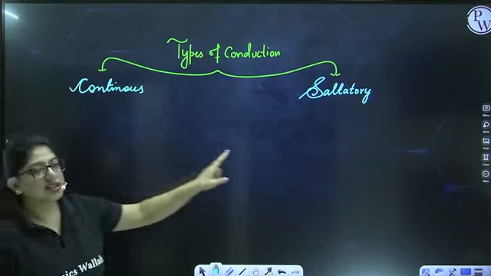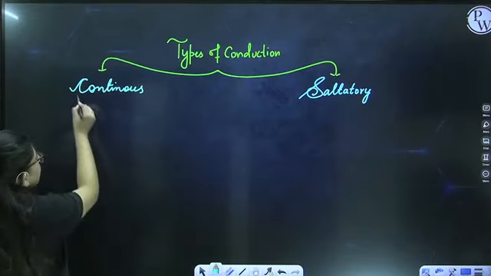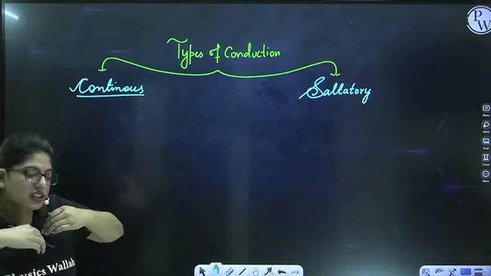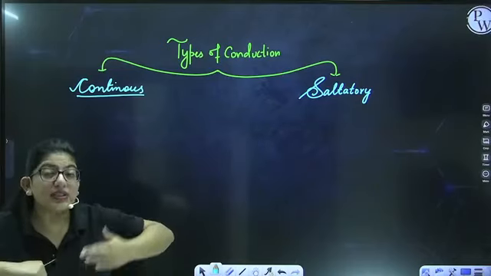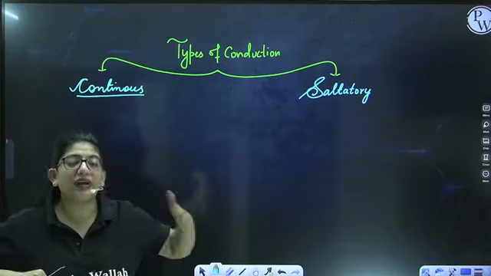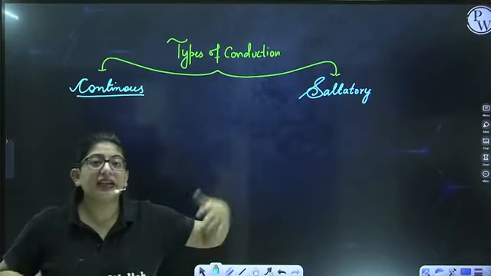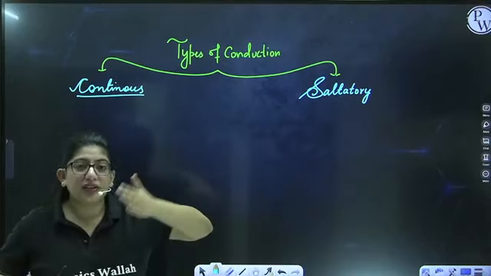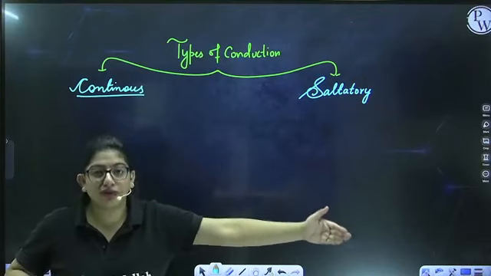Now conduction is of two types. One is continuous, another is saltatory. Continuous is the one that we have seen right now. It is just moving continuously because there are no barriers, no interruptions. That's why it moves on continuously in a smooth manner.